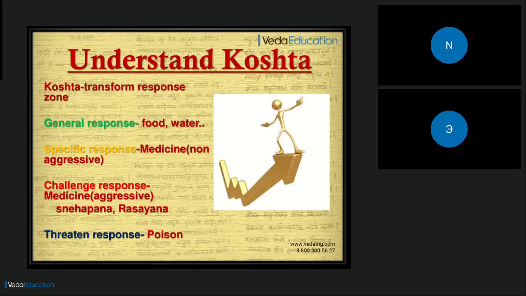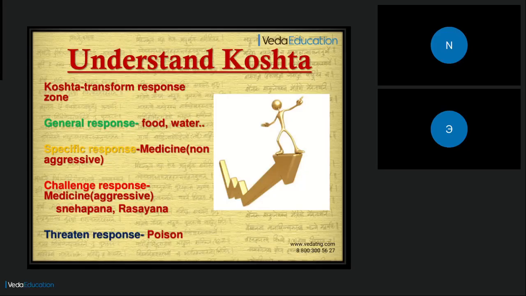Then that is a challenge response. Then we have Rasayana. Suppose we are taking a particular type of Rasayana, then we have a particular type of diet, and we are doing some challenge response. And lastly, we also have another response called threaten response, which mostly happens due to poison. Suppose I have taken something poisonous in my food, then my body has to respond very quickly. I should get a vomiting sensation, or I should have diarrhea, whatever way my body should respond.